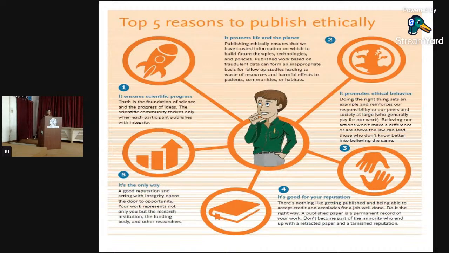The scientific community thrives only when each participant publishes with integrity. So it's not only about publication, it's about design of the work too. It's about data monitoring. If we are monitoring and documenting our data properly, the other person who is going to benefit from our research will also monitor the data and refer to the correct data, isn't it? So truth is the foundation of science.